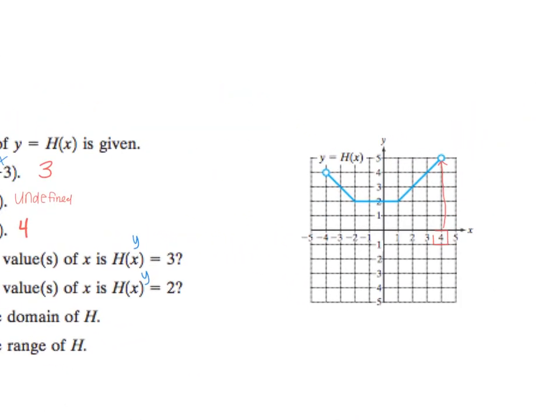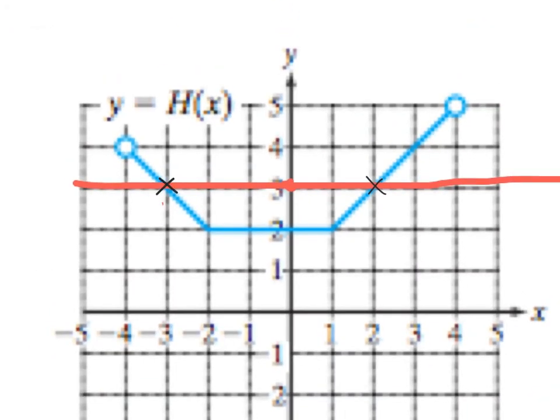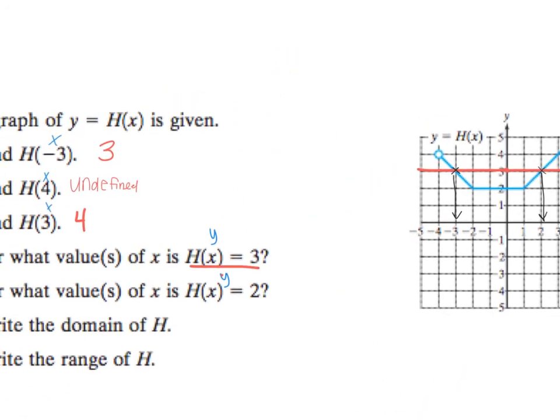So basically, here's how I do these questions. I know that y has to be equal to 3. So what I'm going to do is go to my 3, my y value, and draw a line across. And if I look, I hit my graph right here, and here. I now need to know what those x values are. Well, the x value is negative 3, and the x value is 2. That is your final answer, 2 and negative 3.